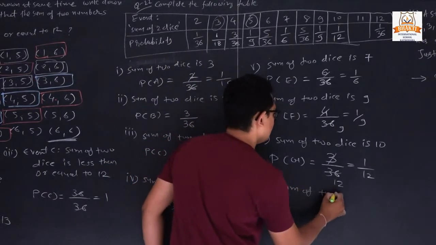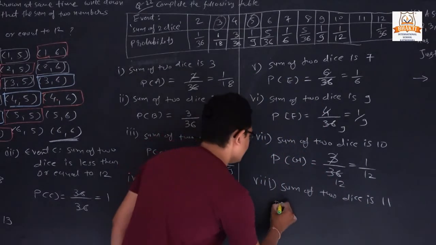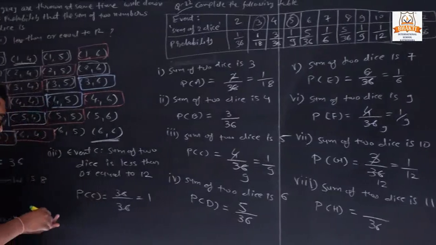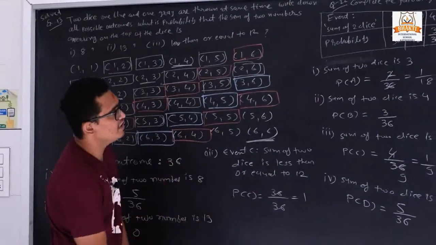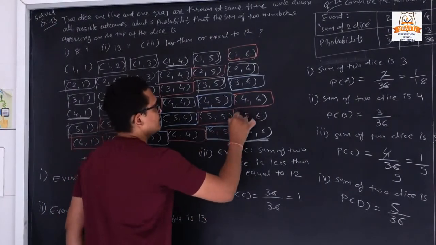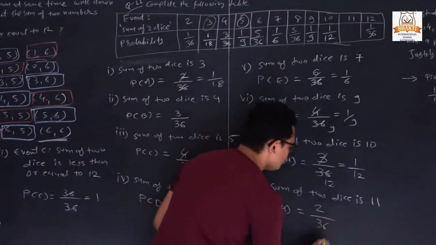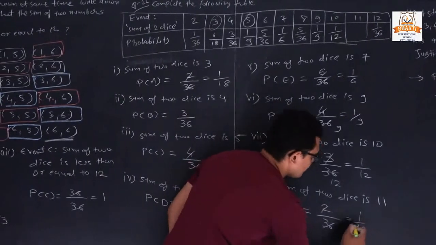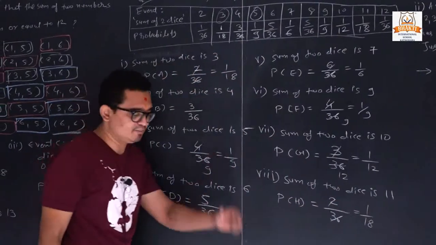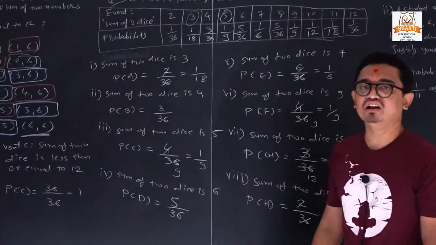Now last, sum of 2 dice is 11. So total events are 36. So how many events have a sum of 11? So 6 plus 5 is 11, 5 plus 6 is 11. So we have only 2 events. So 2 upon 36 will be 1 upon 18. So we can fill up all the table. That is a very important example, because in this example they can ask all the things, the sum of all from 2 to 12.